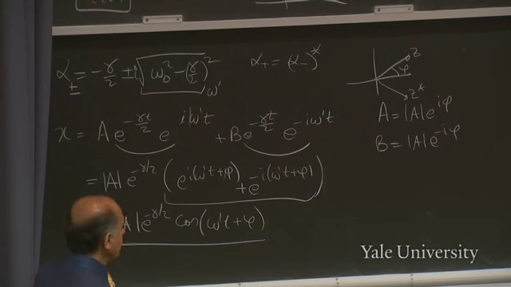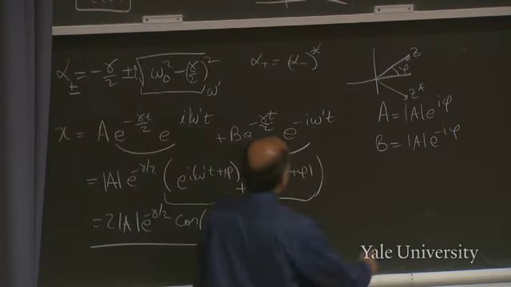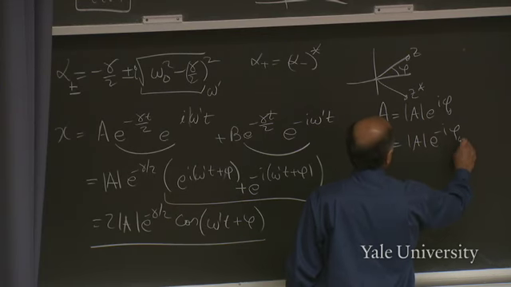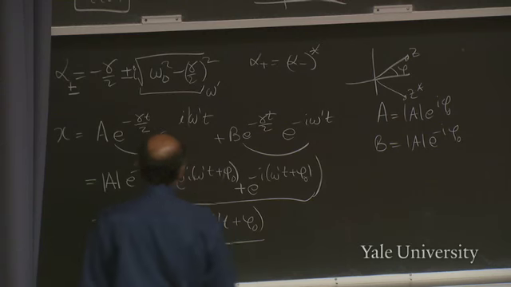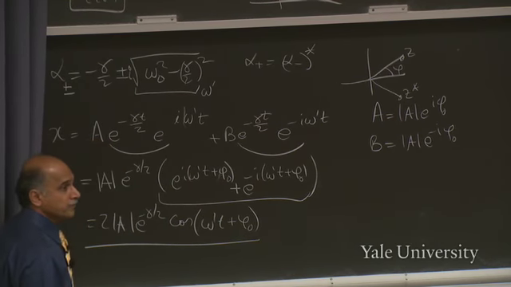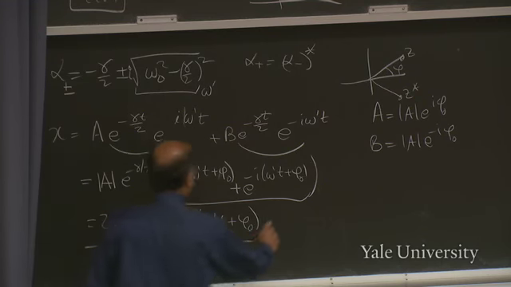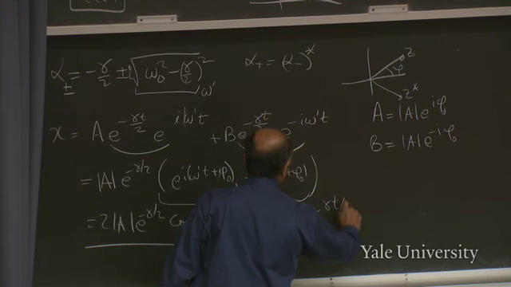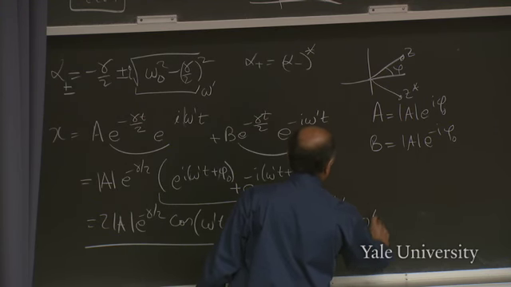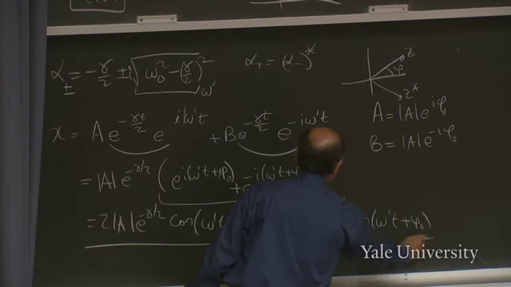At this point, I'm going to change my notation a little bit in view of what's to come. Instead of calling this phi, I'm going to call it phi 0, because another phi is going to come in and I want to separate those two. So 2 times A is a new number. I'm going to call that C. And this is the bottom line. Answer looks like C e to the minus gamma t over 2 cosine of (omega prime t plus phi 0).